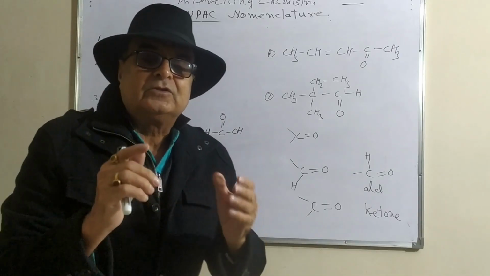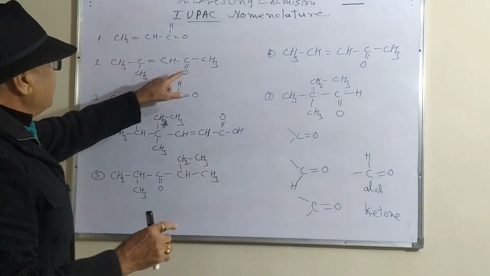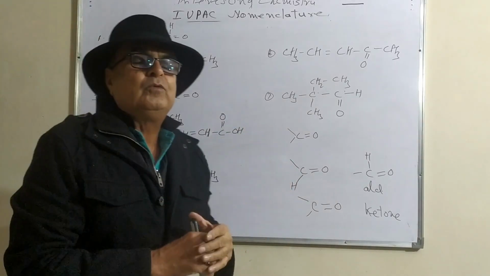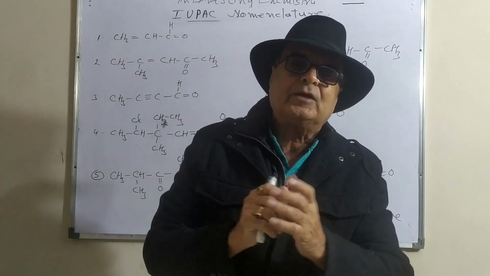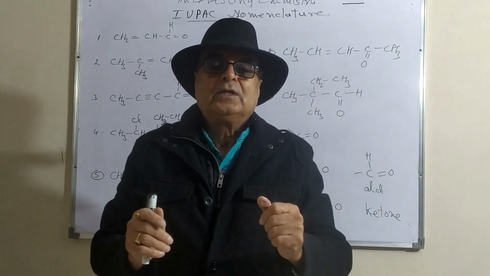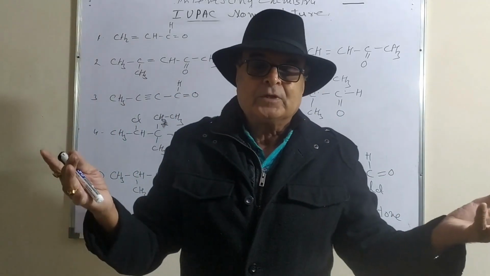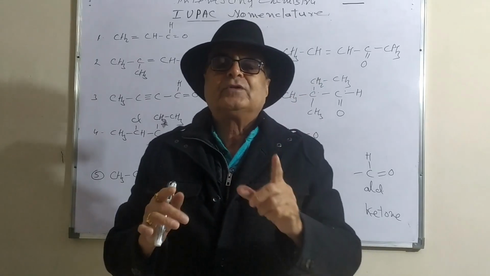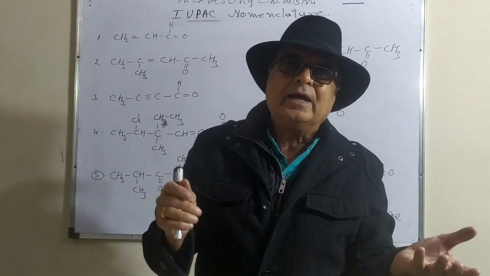And when the carbonyl group is found in the middle of the longest chain like this, the compound will be a ketone. So I think you have understood how to identify whether it is an aldehyde or a ketone. Again I am telling you, when the carbonyl group is found on the terminal or the end of the longest chain, then it will be an aldehyde. And if the carbonyl group is found in the middle of the longest chain, then it is called a ketone.